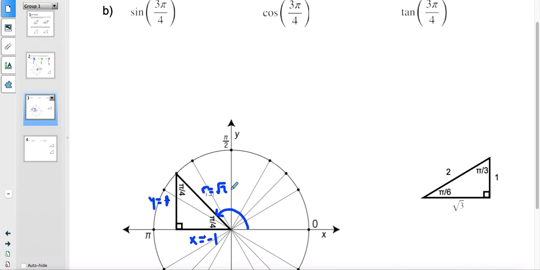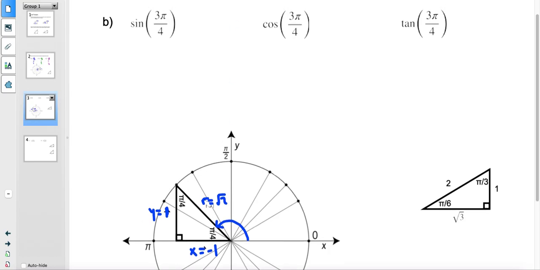Now, something I want to note, the radius of your circle always has to be positive. Okay. Now that we've identified those sides, now we just have to plug it in to our formulas for sine, cosine, and tan. We saw from the previous example the sine is equal to y over r. So if we plug those values in that we have, that's going to be equal to 1 over the square root of 2.